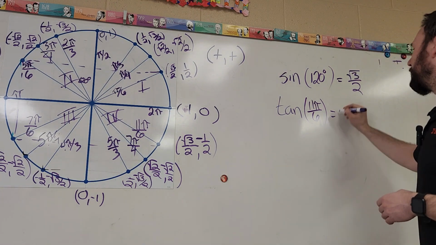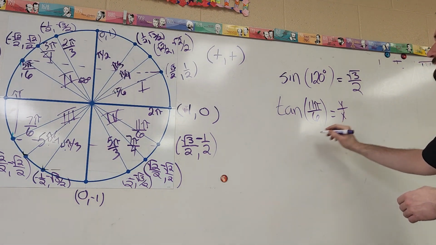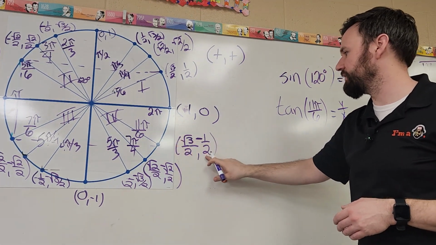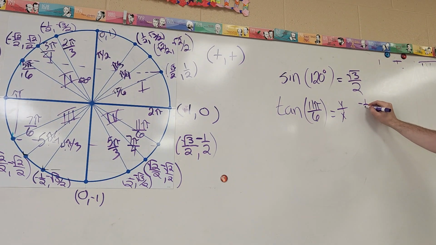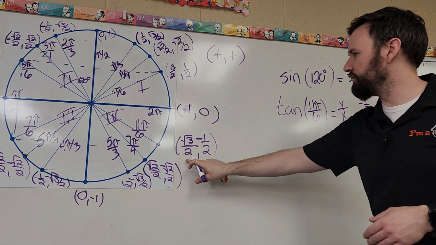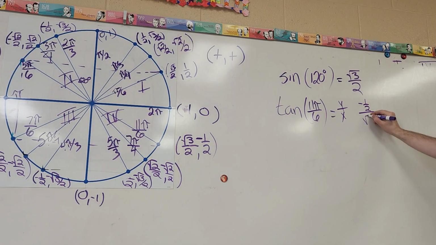Or what's tangent of 11 pi over 6? Well, tangent is my y over x, right? So I go to 11 pi over 6. My y is negative a half. My x is root 3 over 2, right? So I got negative 1 over root 3, which you guys know how to do this really quick now, right? Negative root 3 over 3. So that's what we're going to use this for, okay?